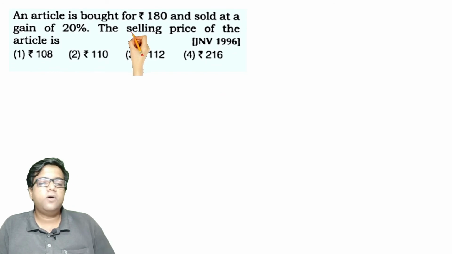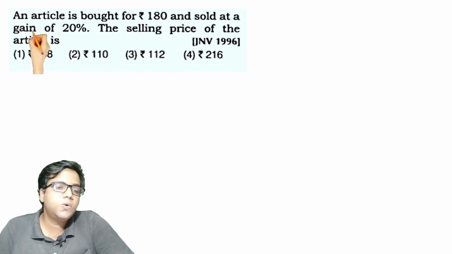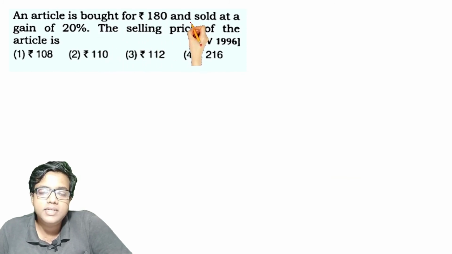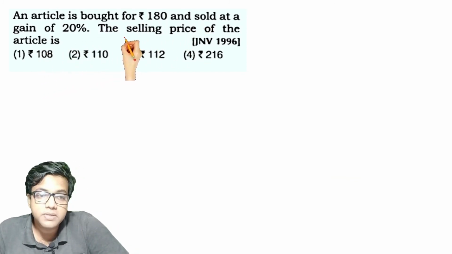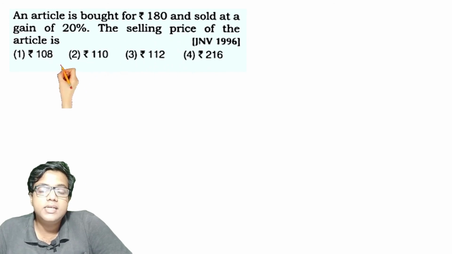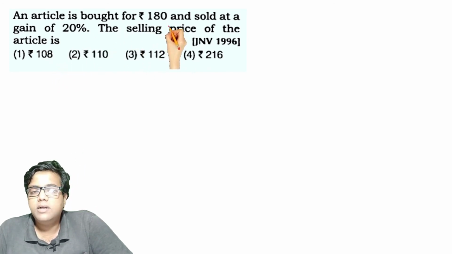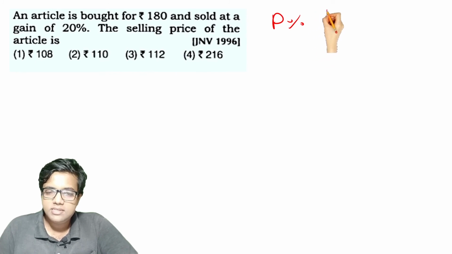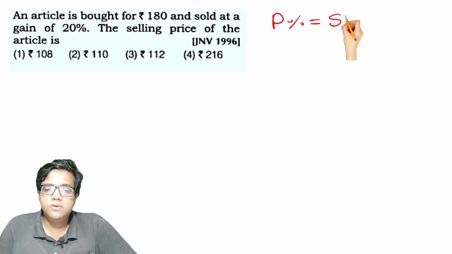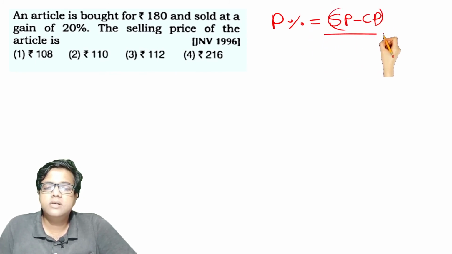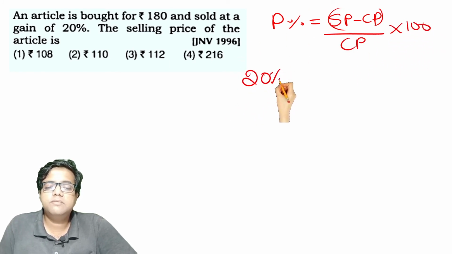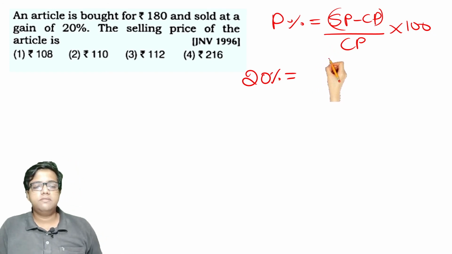An article is bought for 180 rupees and sold at a gain of 20 percent. The selling price of the article is. Similarly, again the same kind of question is asked. Profit percentage is equal to selling price minus cost price by cost price into 100. We need to make use of this formula. 20% is the profit given here, and we don't know the selling price.